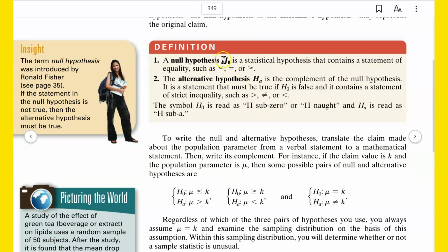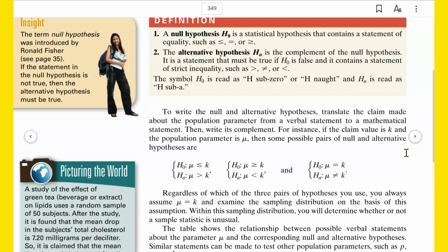The null hypothesis, H0, is a statistical hypothesis that contains a statement of equality such as less than or equal to, or greater than or equal to. The alternative hypothesis, HA, is the complement of the null hypothesis, and it is a statement that must be true if H0 is false. And it contains a statement of strict inequality such as greater than, not equal to, or less than. The symbol H sub 0 is read as H sub 0 or H0, and H sub A is read as H sub A, or I just call it HA sometimes.